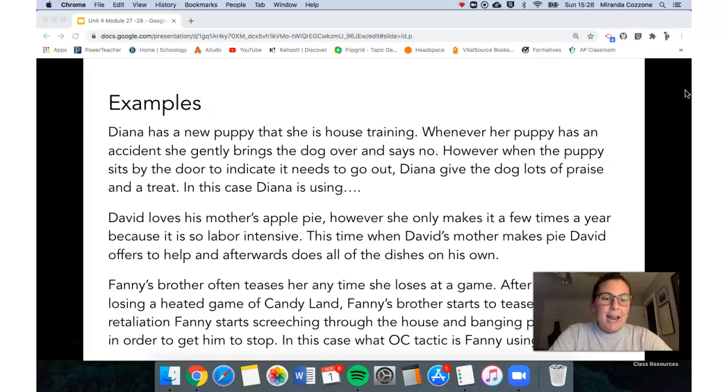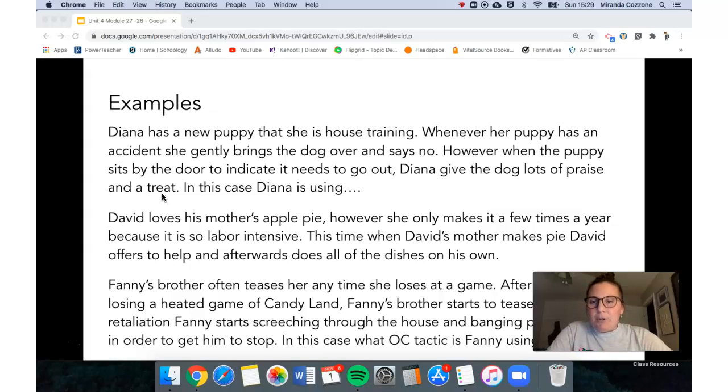In this case, Diana is using what? Well, here we see that she is giving the dog something, so we know right away it's going to be positive blank. Is it punishment or reinforcement? Diana giving the dog praise and a treat is likely to reinforce the dog going to the door when it needs to use the bathroom. So in this example, we have positive reinforcement.